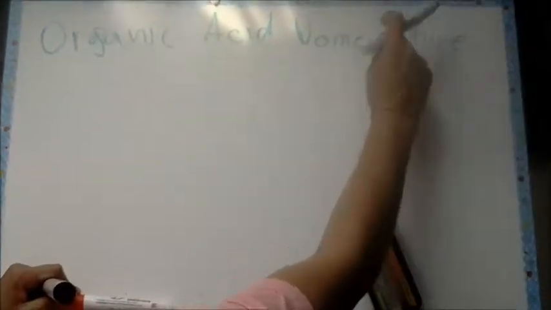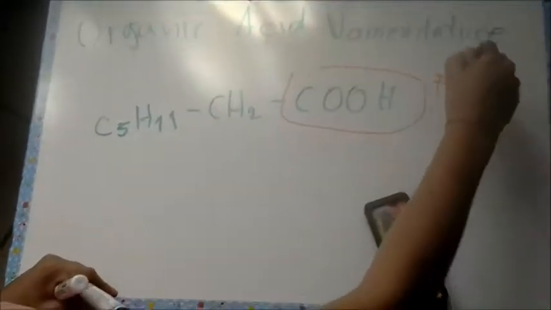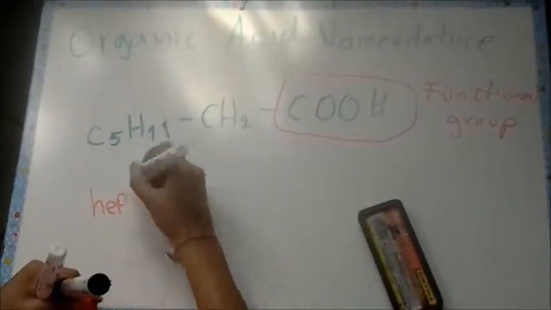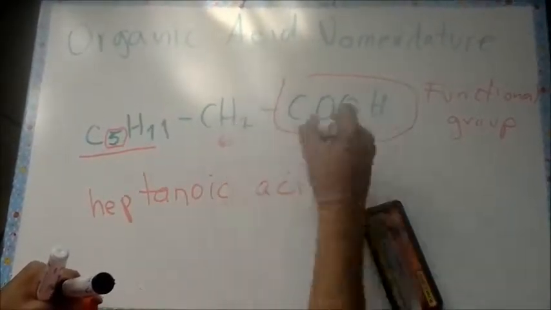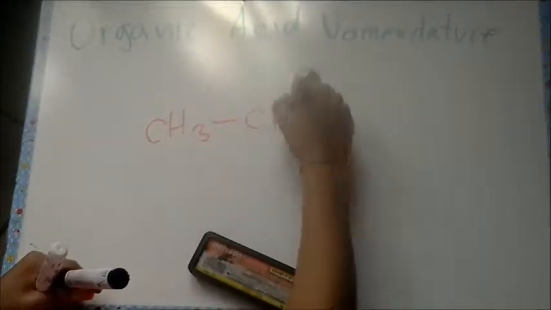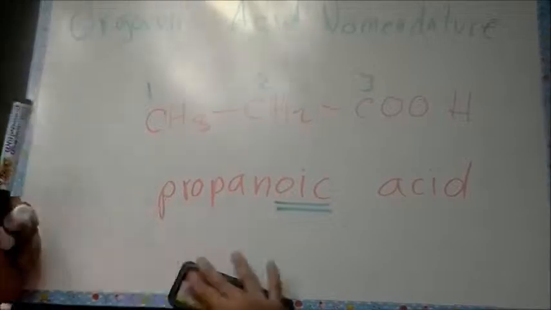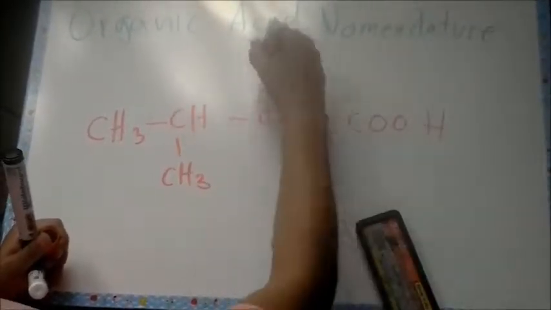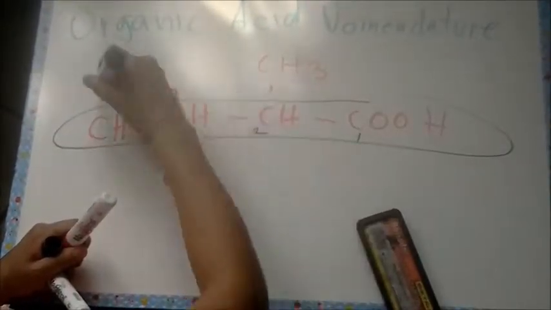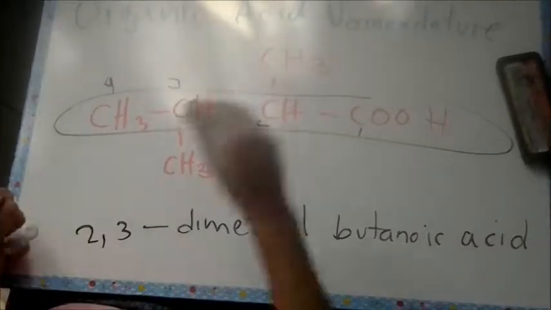The organic acid nomenclature. You number the chain starting by the COOH functional group. You name the substituents as we know. After that, the prefix according to the number of carbons including the COOH functional group, and with the suffix -oic and the word acid. Heptanoic acid, propanoic acid.